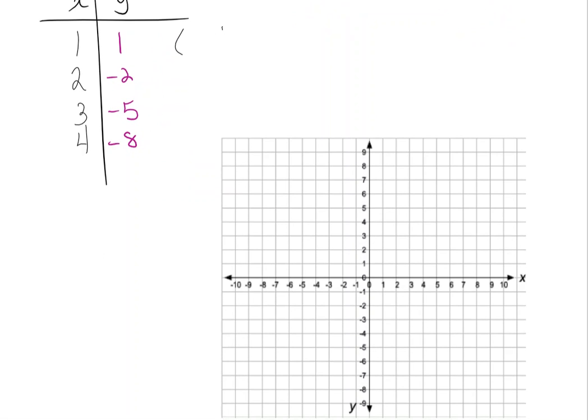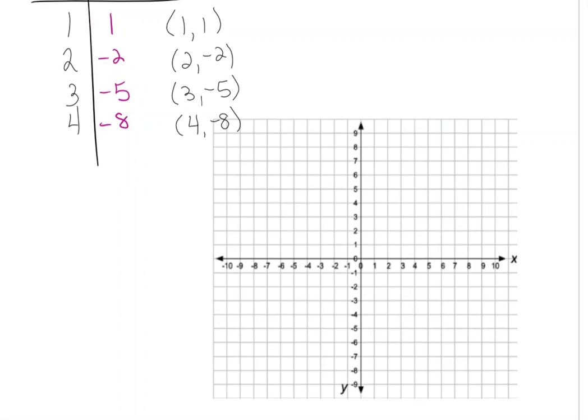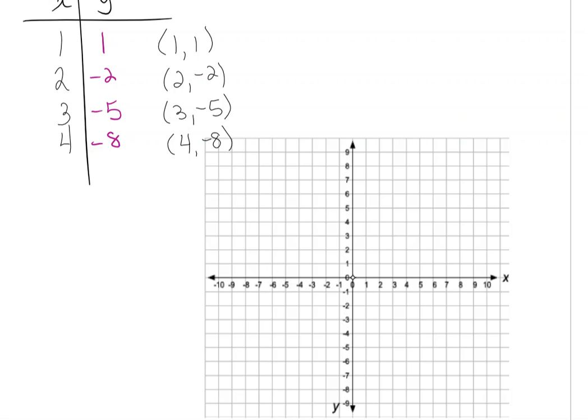So again, each one of these is a coordinate. So I am just going to rewrite them as coordinates so I can actually see the XY values together in the brackets. And now I can graph them, each one individually. So 1, 1 will go right here. 2, -2. Okay, so we're going down into quadrant 4. 3 goes down to 5, -5. 1, 2, 3, 4, 5 is right there. And this time our fourth one actually does fit on here.